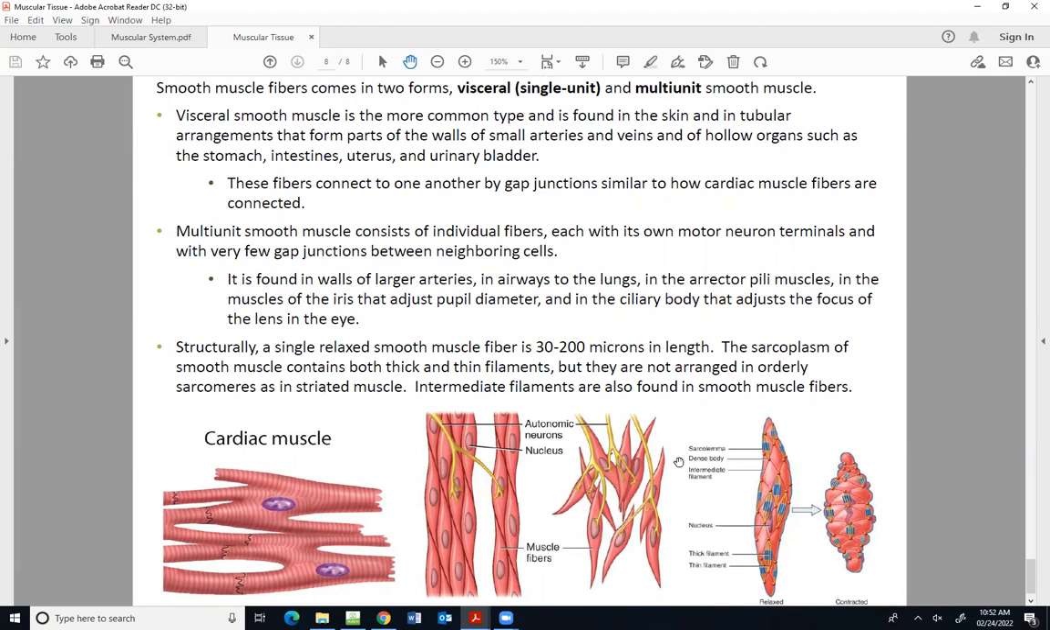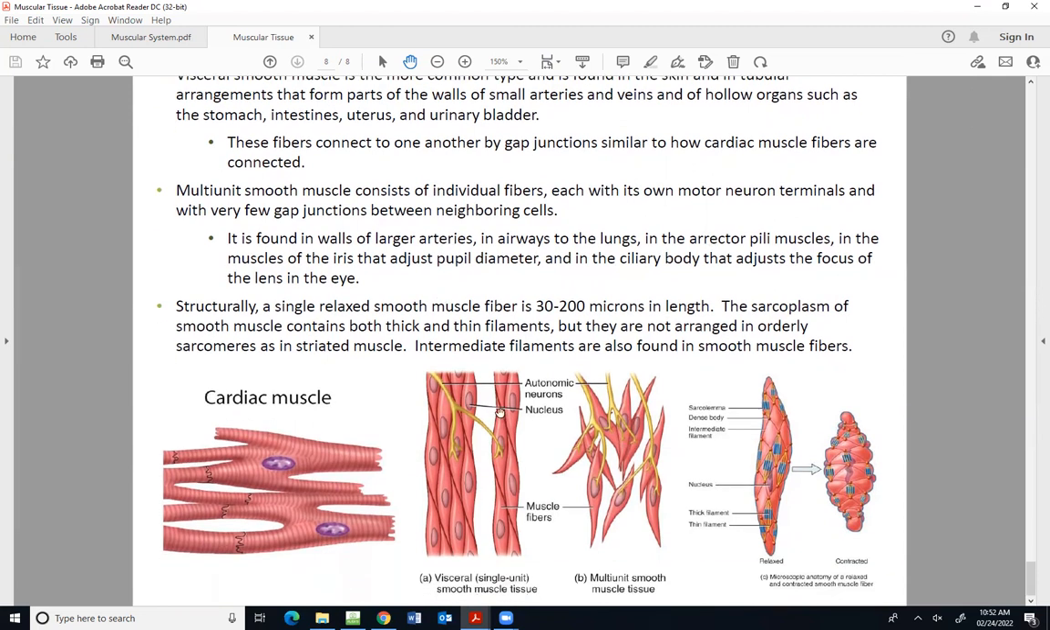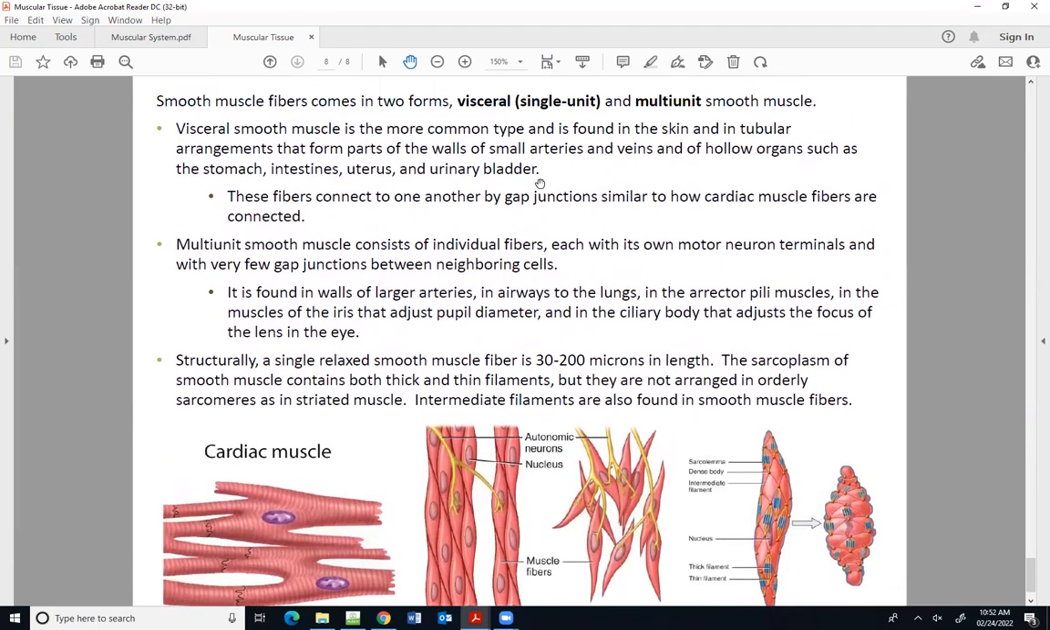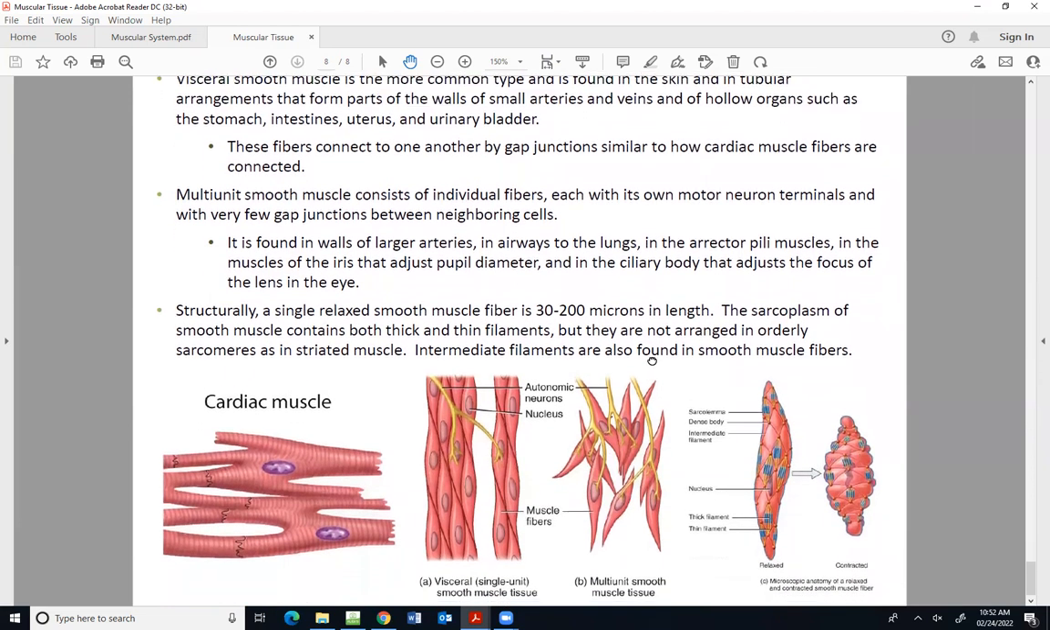Okay. Down on the bottom right, we've got a couple of illustrations illustrating smooth muscle, which has two forms, visceral or single unit, and then multi-unit. The difference between the two really relates to how nerve signals travel into and through the cells. The more common of the two is visceral smooth muscle or single unit. We find this in the skin. Tubular arrangements form parts of the walls of the small arteries and veins, and hollow organs like our stomach, intestines, uterus, and urinary bladder.